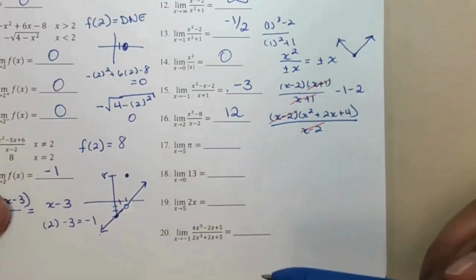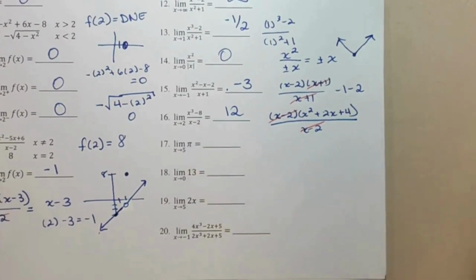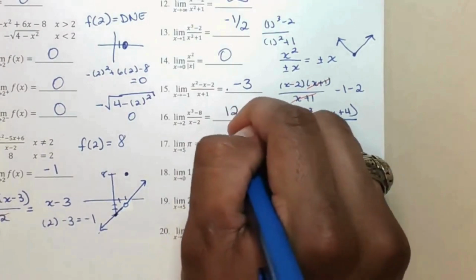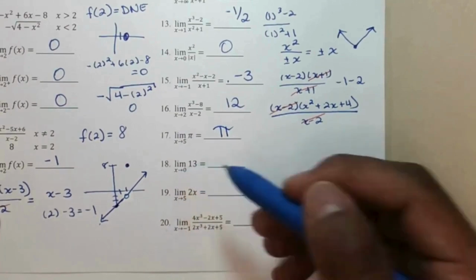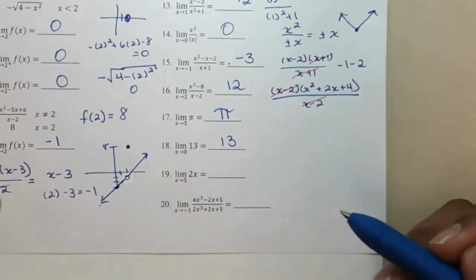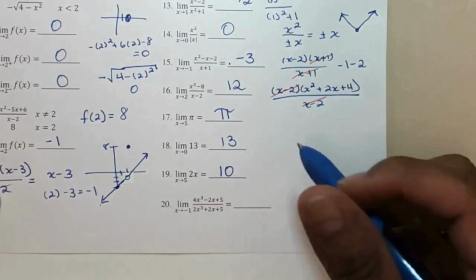What about as x approaches 5 of pi? Well, if it's pi, there's no variable. Pi is a number, so there's no x to plug into, so it's always pi. Same thing for this one. If I plug in 0 into the x, there is no x, so it's always 13. If I substitute in the 5, you end up getting 2 times 5, which is 10.